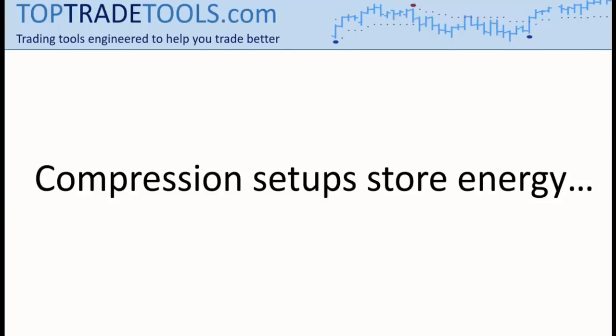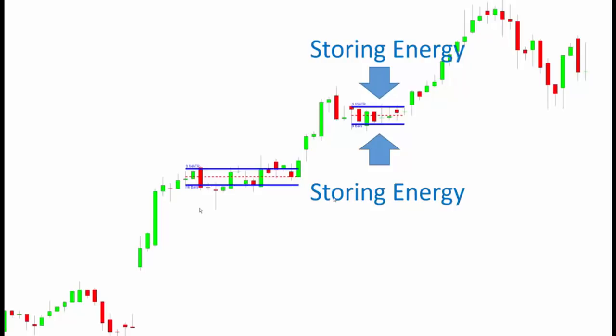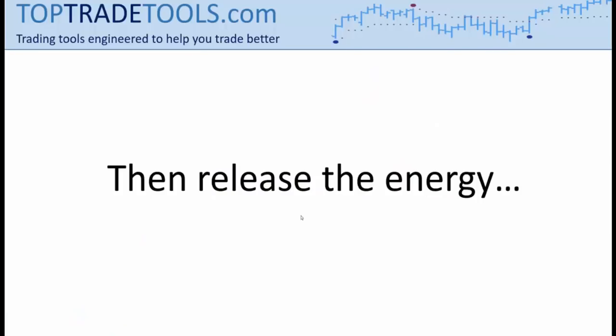Now, compression setups store energy. That's the theory behind them. So when you see, again, a volatile period and then compressing down to a sideways period where there's a stalemate between buyers and sellers, that's the storage of energy. And then right after that, again, what we're looking to do is trade the release of energy.